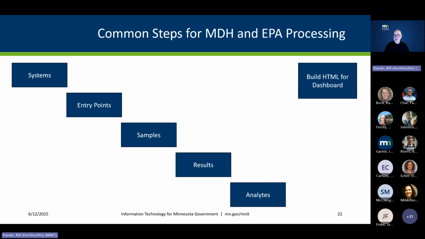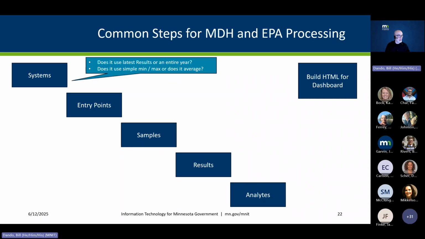All right, so there's kind of common steps and methodology for the MDH and EPA processing. We're starting out at the system level where we start by querying a list of every system with results data. We check to see if that system uses the default, which is the most recent results, or if it gets results over an entire past year. Separately, does it do the default, which is using simple minima and maxima, or does it average across samples and entry points? And then we work our way down the hierarchy through entry points and samples and results and going into the analyte. So a lot of looping code, wheels within wheels within wheels.